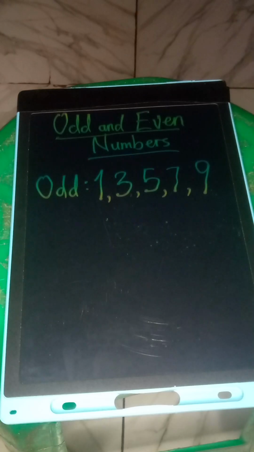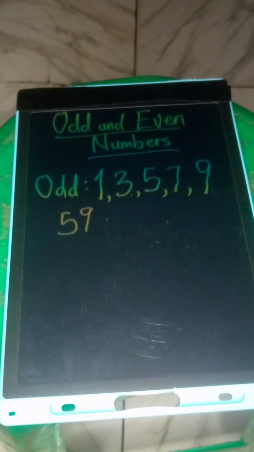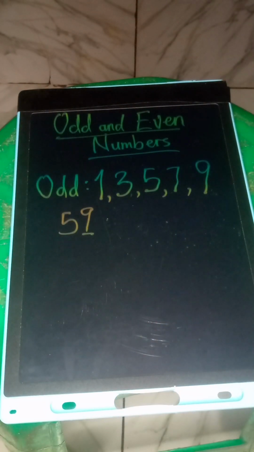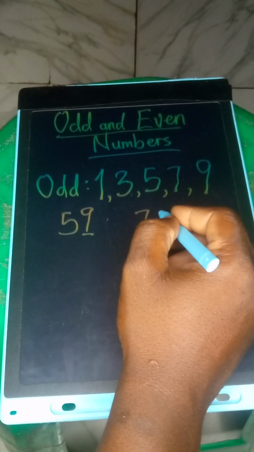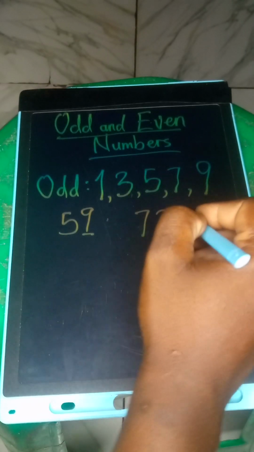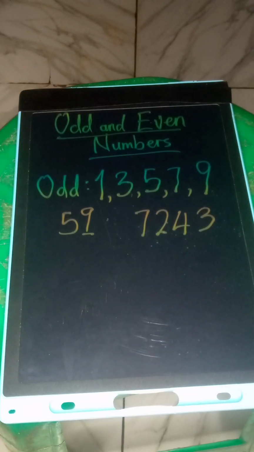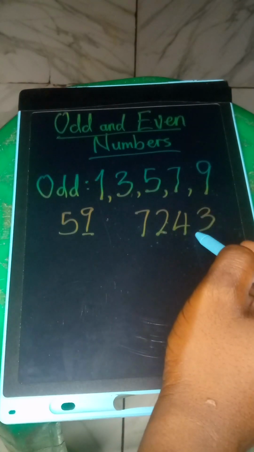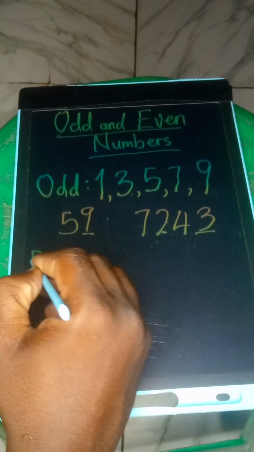Now let's take for example if we have 59. The last digit of this number is 9. So 59 is an odd number. If we have 7,243, the last digit of this number is 3. So 7,243 is an odd number. Now let's quickly go to even numbers.